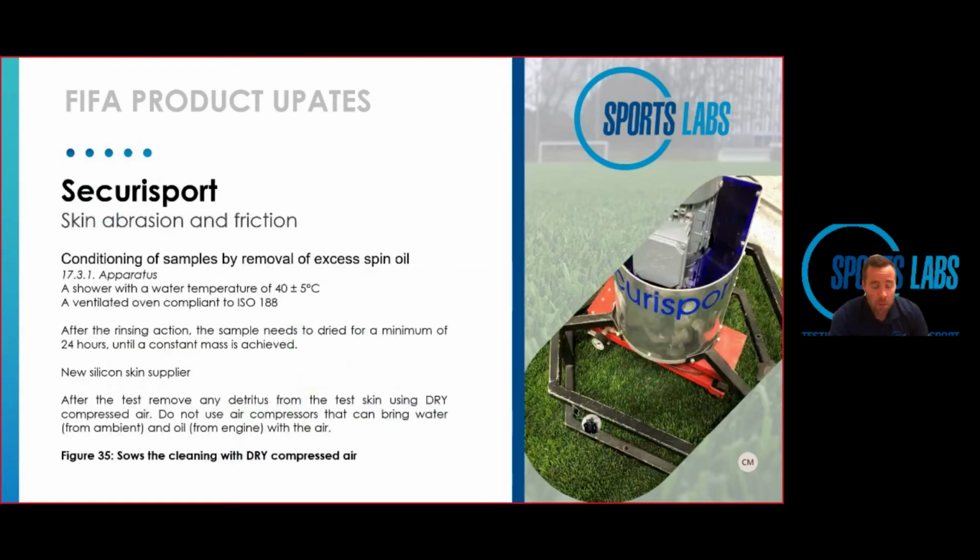As most people will know, the skin friction and abrasion test has been in the FIFA manual for quite some time. However, the latest amendment was implemented to improve repeatability among laboratories and operators. The method for sample preparation was expanded to include removal of excess spin oil by washing and rinsing of the turf, as well as the use of compressed air to clean the skin after the initial skin friction test prior to testing on the tensile equipment. A new supplier for the skin was also added, as the previous supplier no longer manufactures the skin.